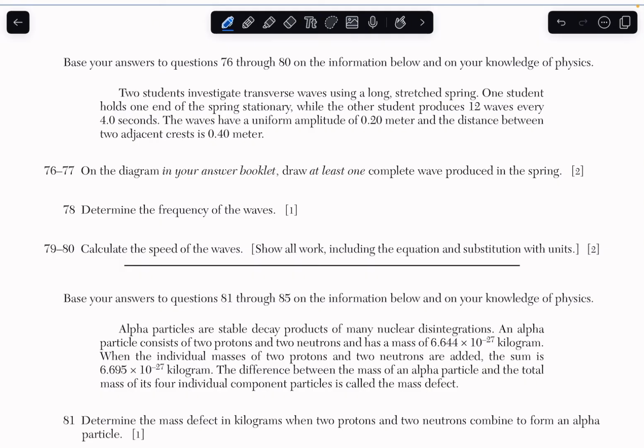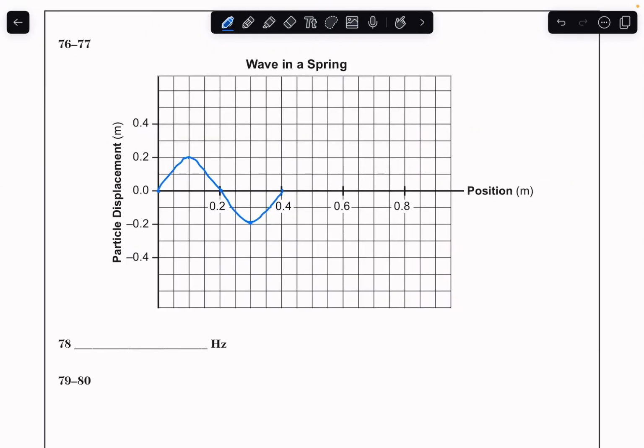76 to 77. On the diagram below in your answer booklet, draw at least one complete wave produced in the spring. So I'm going to switch over to my answer booklet now. So I just finished drawing the wave and it should look something like this.